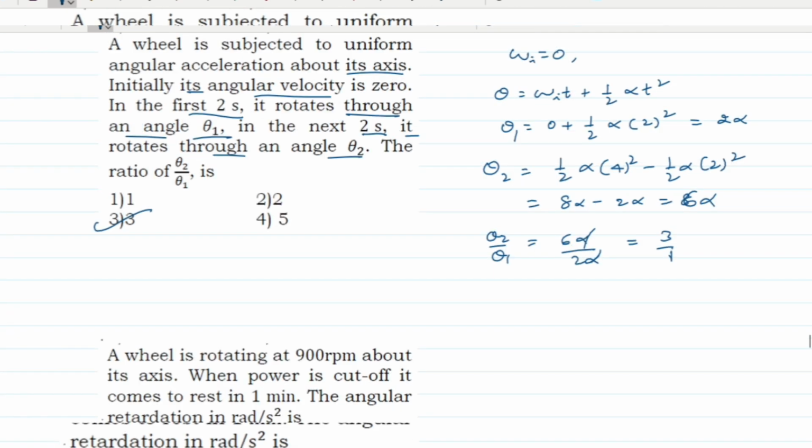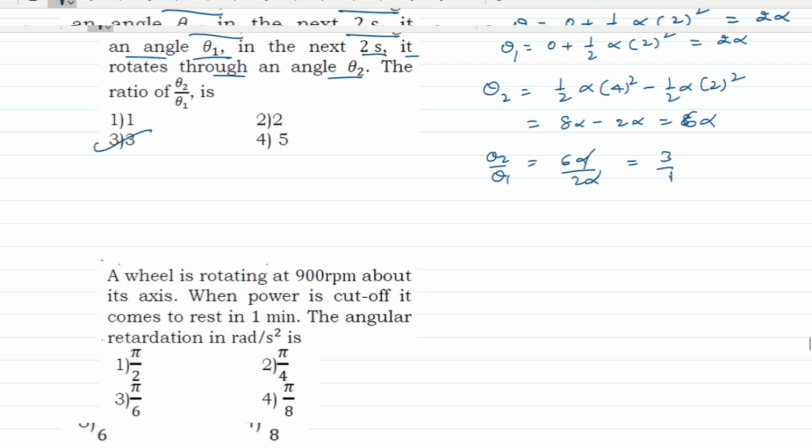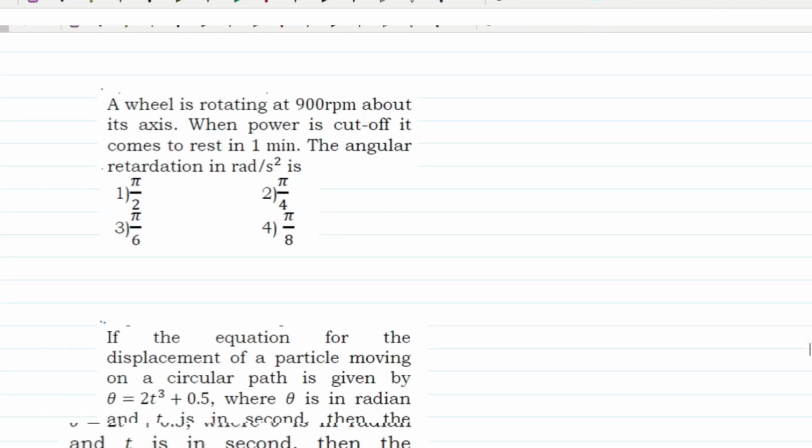Let us see the next question. The next question says a wheel is rotating at the rate of 900 rotations per minute about its axis. When power is cut off, it comes to rest in 1 minute. They are asking for the retardation in radian per second square.